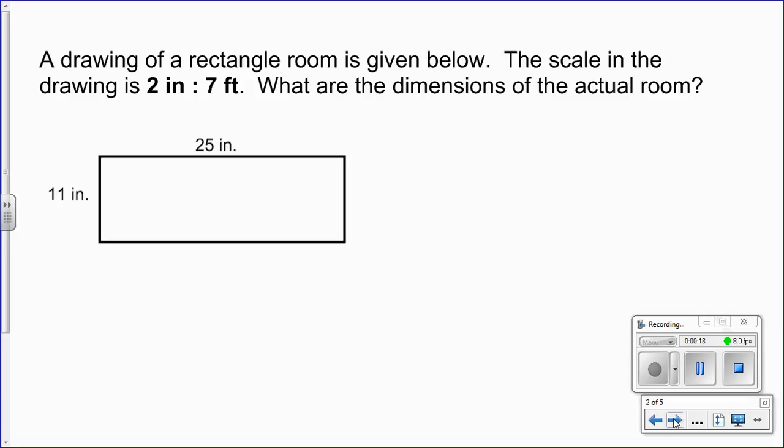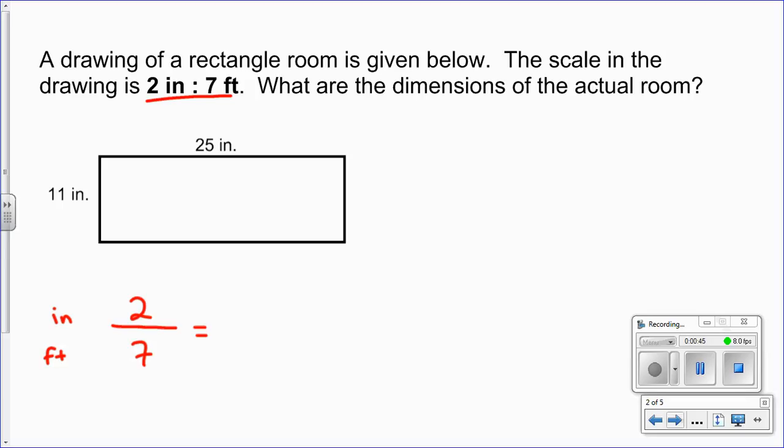A drawing of a rectangular room is given below. The scale in the drawing is 2 inches to 7 feet. What are the dimensions of the actual room? Okay, if you're given a scale in a problem, then this is one of your ratios. So I have 2 inches to 7 feet. Sometimes it's helpful to label to the side.